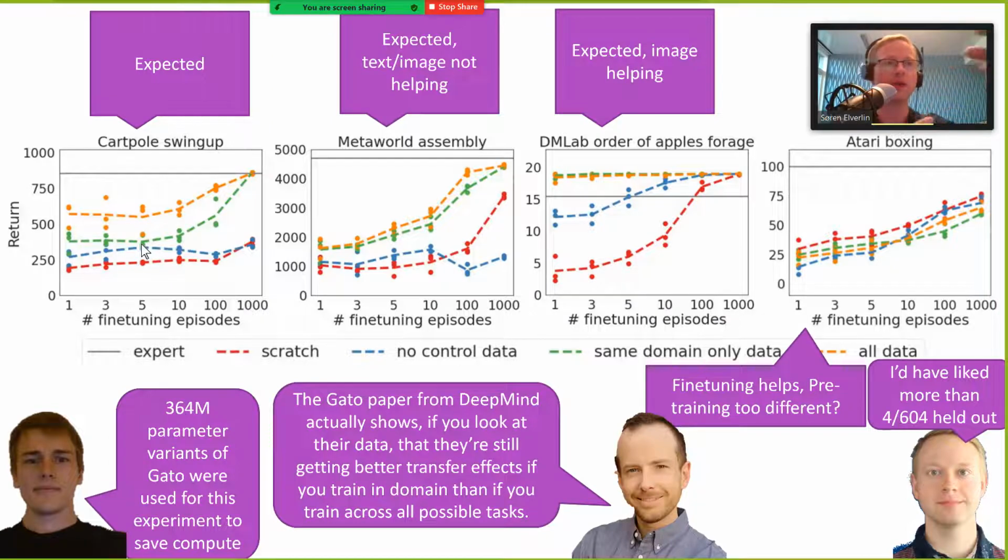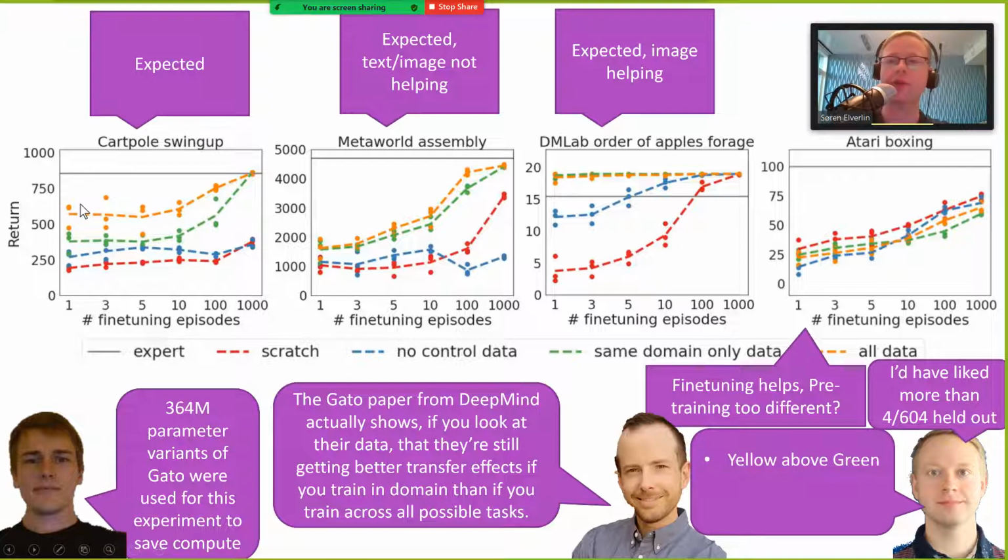If you want to be good at control tasks, then training on other control tasks is better than training on language tasks. I mean, in that sense, that's probably really obvious. The other argument, however, is that you get better transfer effects if you only train on control and not train on language. So that would be the argument about what is, in general, from this, the relative position of the yellow line and the green line.